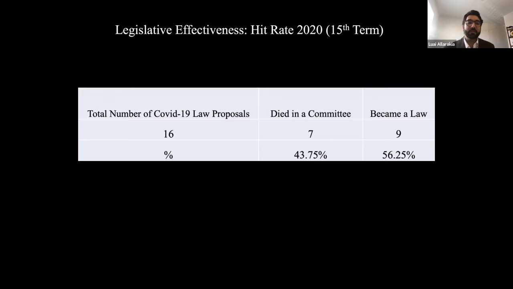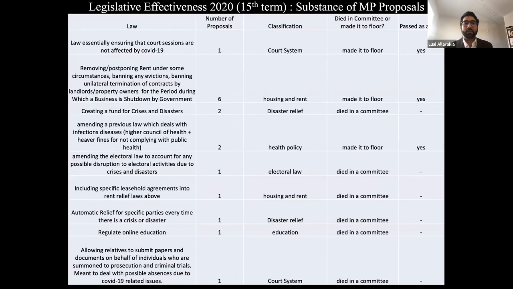So out of 16 COVID-related law proposals that were put forth by KNA MPs, only 7 died in the committee, and actually 9 of them became laws. So over 50% of them actually became laws that were published in the official gazette. What's the substance of these laws? Are they all laws that aren't very useful? Well, there's 2 things we notice here. Look at the distribution of the laws and their content.